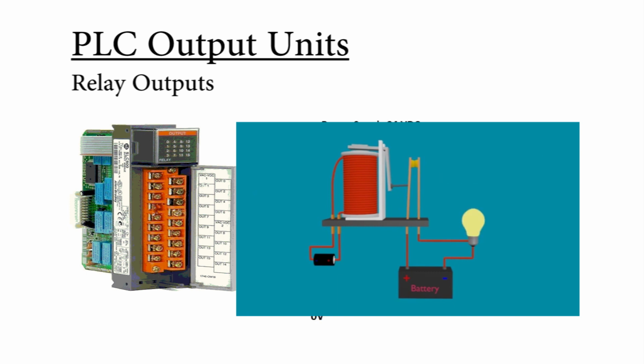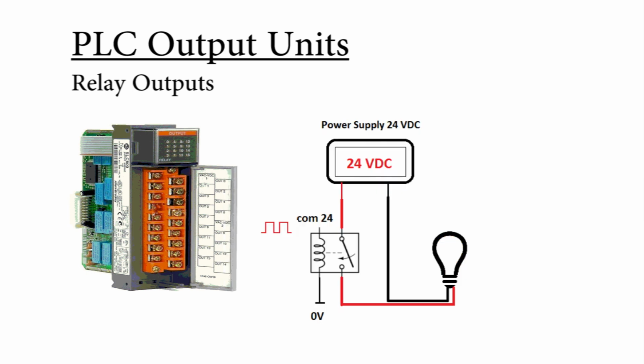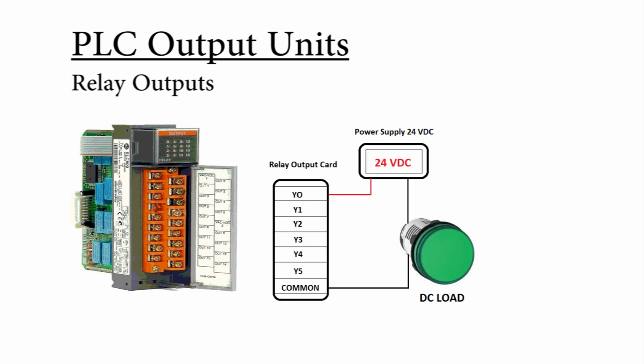When the PLC output signal turns on, current starts flowing through the coil of the relay and creates a magnetic field, which attracts a lever and changes the switch contacts. If you need to switch AC or DC voltage such as 24 volt DC or 110 AC or higher, you need to select a PLC output card with relays.